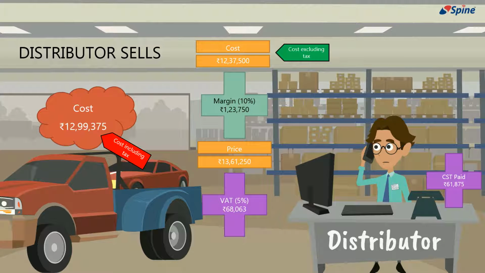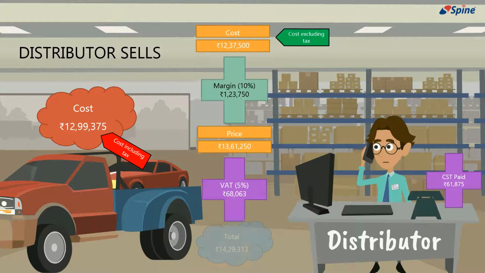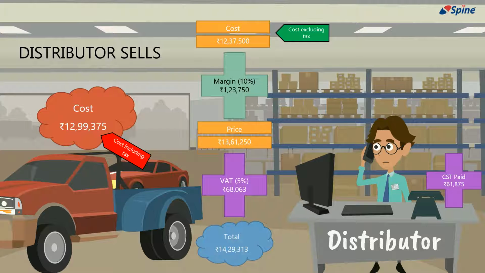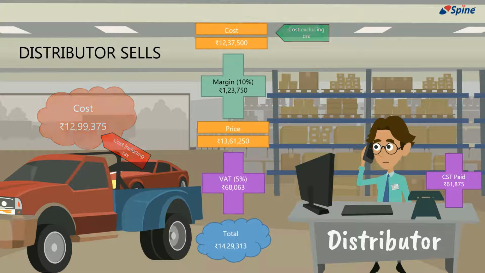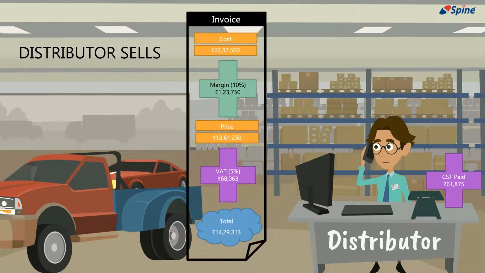Now, let's say that the distributor is selling in the same state. So, 5% VAT is charged. This makes the selling price for the distributor ₹14,29,313. This is the value which the distributor will charge from the retailer. It is important to note that the distributor would collect the VAT from the retailer. It is included in the selling price.